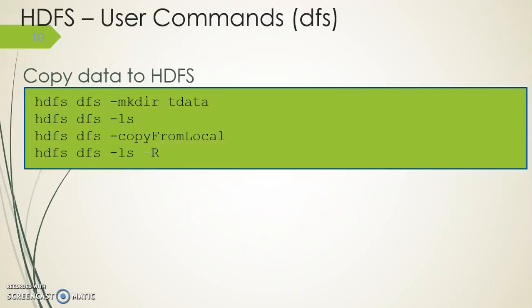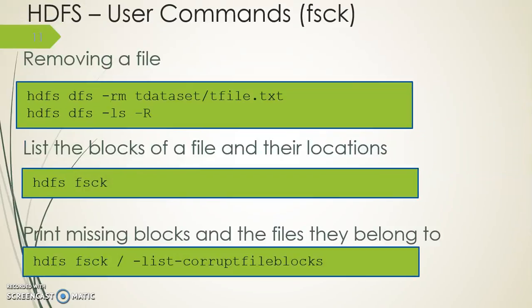The third and most important command to copy data to HDFS is hdfs dfs -copyFromLocal. The HDFS command to remove a file is hdfs dfs -rm. To list the blocks of a file and their locations, hdfs fsck is used.